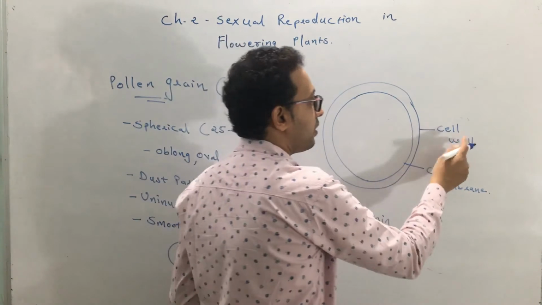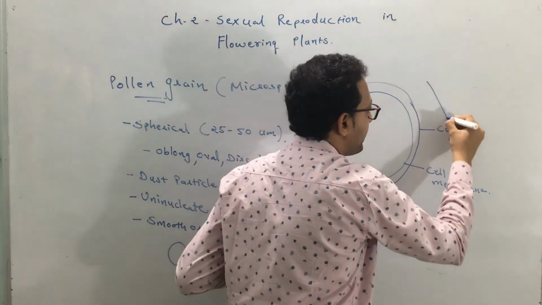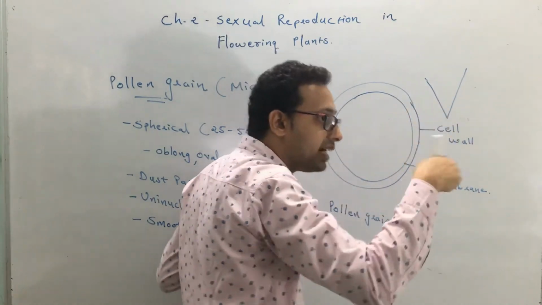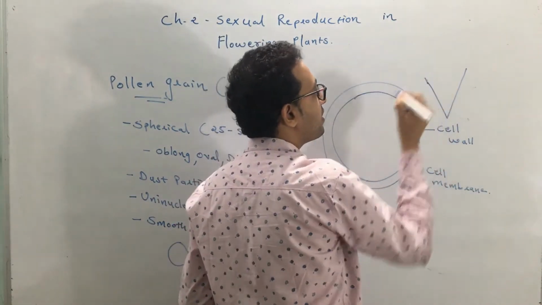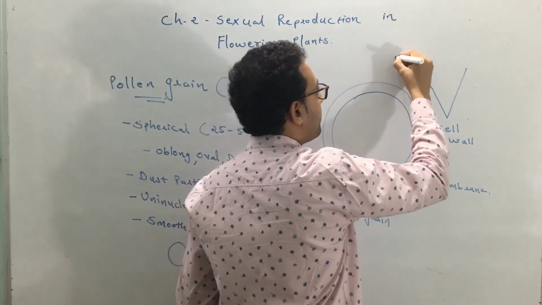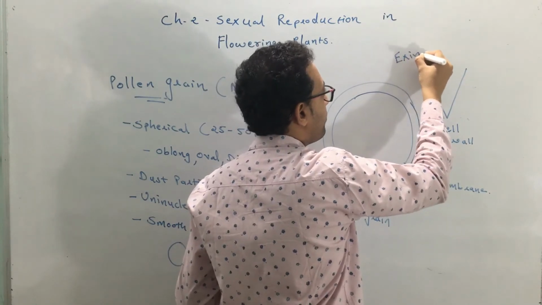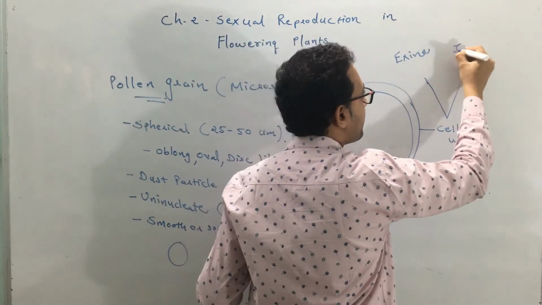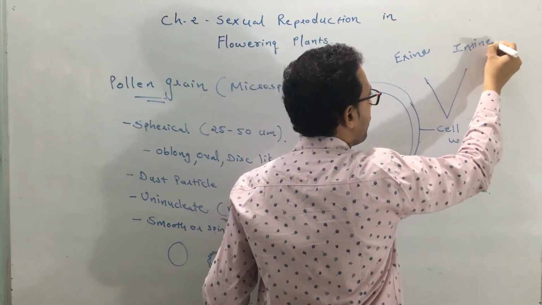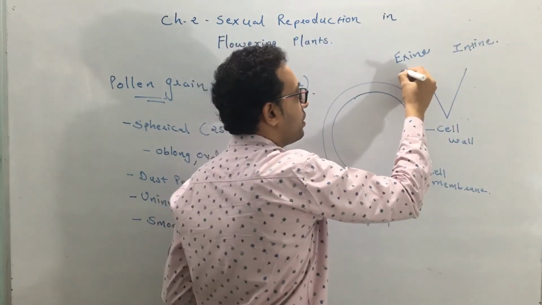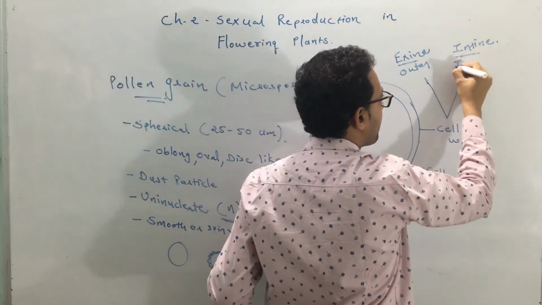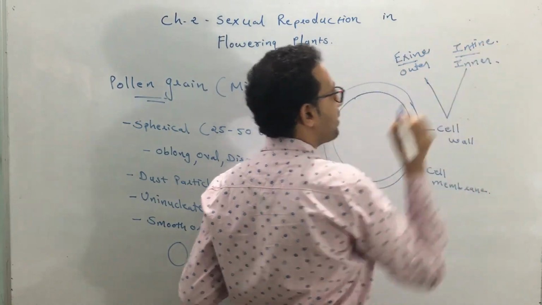Now the cell wall of the pollen grain consists of two layers. Remember, the cell wall of the pollen grain again consists of two layers. Which are the two layers? The outer layer of the cell wall of the pollen grain is called exine, and the inner layer is called intine. So the outer layer is exine and the inner layer we call intine.